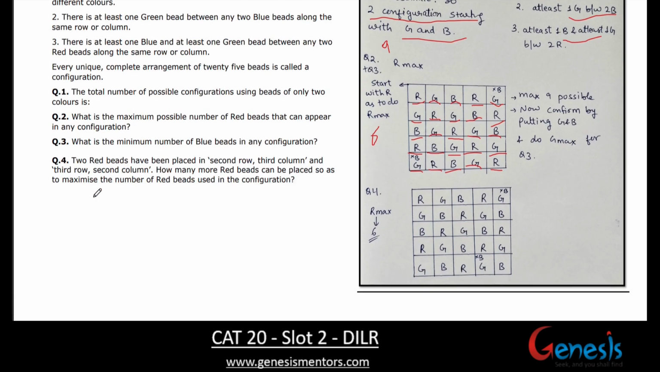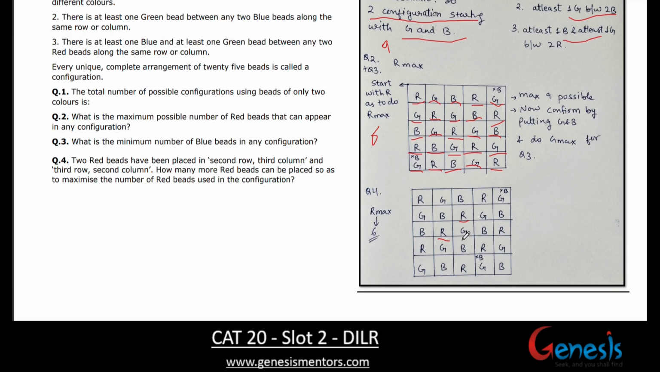Let's see question number 4. Two red beads have been placed in second row, third column and third row, second column. So they have given some configuration. Second row, third column, one red bead, and third row, second column, one red bead. How many more red beads can be placed so as to maximize the number of red beads used in the configuration? Now it asks how many more red beads can be placed, and we need to maximize red beads.